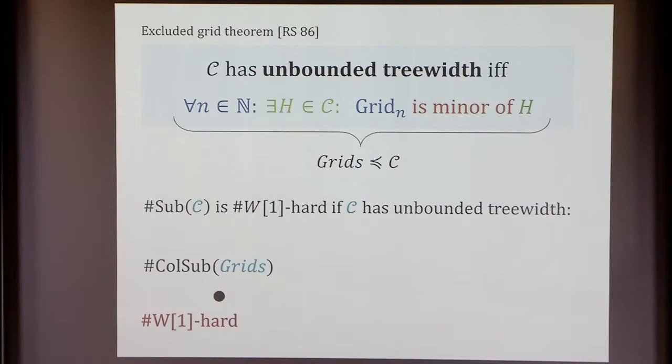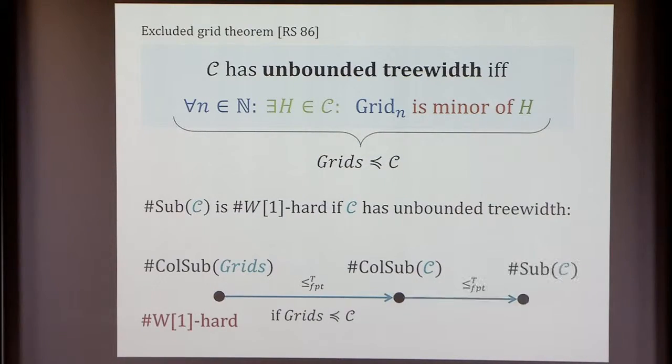Then the next thing you do is you show that whenever you have a class C that contains grids as minors, then counting colorful subgraphs on C is also sharp W1 hard because there is an FPT reduction between these two problems. This holds generally whenever a class is minor contained in another class. So this problem is, so to say, minor monotone, complexity-wise. And then in this last step, we just reduce the colorful problem to the uncolored problem.